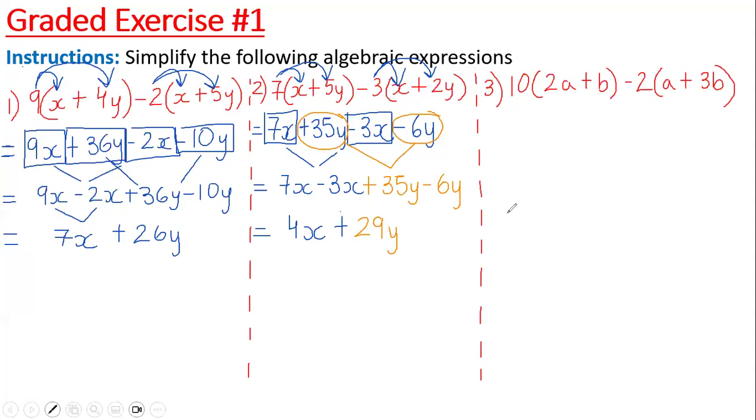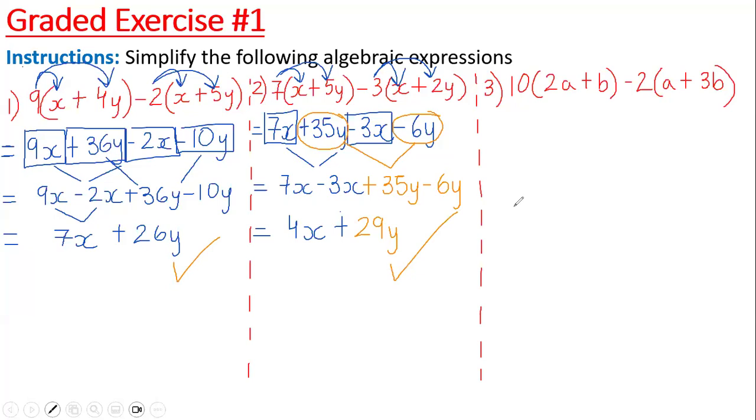Yes, sir. Good. All right, do we understand it? Did we get this, 4x plus 29y? Yes, sir. I'm not very confident about number 3. Did you all get number 1 and 2 right, though? Yes, sir. If you got it right, please put a tick.